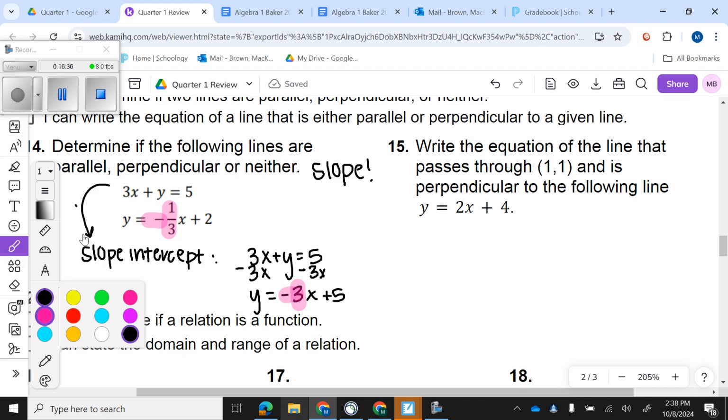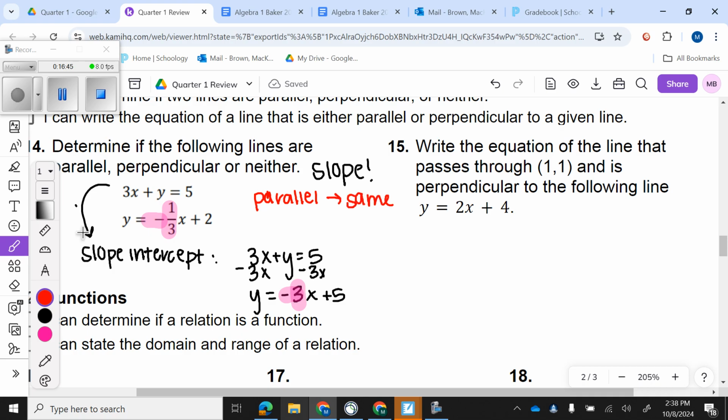They're not parallel, because parallel would have the same slope. These are not the same. So I can say they're not parallel. They're not perpendicular, because they have to be opposite reciprocals. So you would have to flip this and change the sign. They did flip it, but they did not change the sign, so this would be neither.